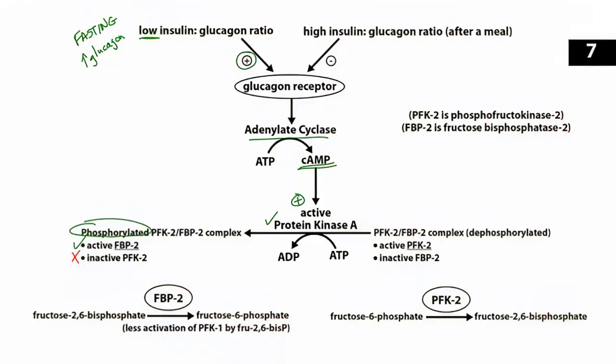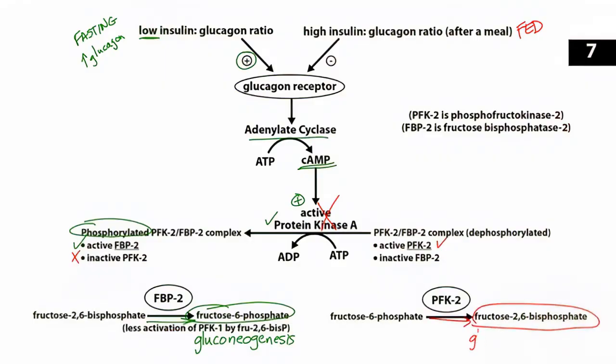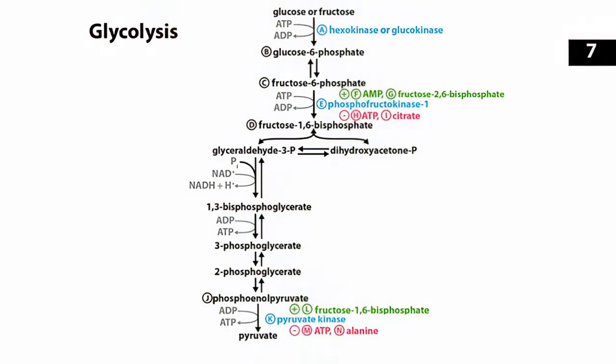So in the fasting state, you're going to drive the reaction toward more fructose 6-phosphate and toward gluconeogenesis. But in the fed state, protein kinase A is inactive and the PFK2 domain is active, so that drives this reaction toward fructose 2,6-bisphosphate and glycolysis. And to review, how does fructose 2,6-bisphosphate stimulate glycolysis? It stimulates PFK1, which converts fructose 6-phosphate into fructose 1,6-bisphosphate.